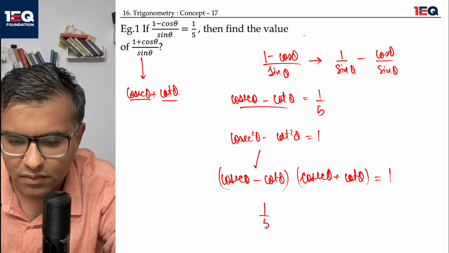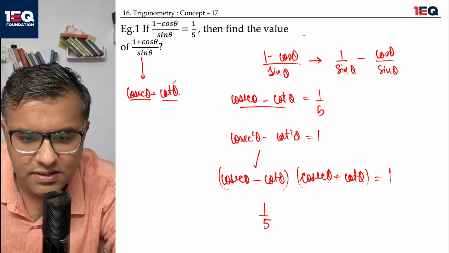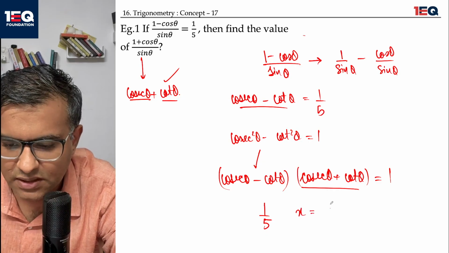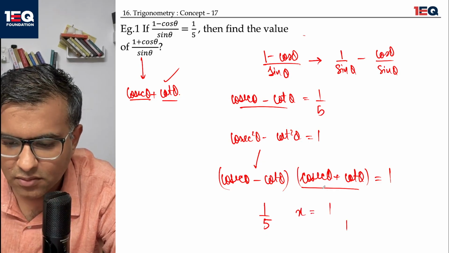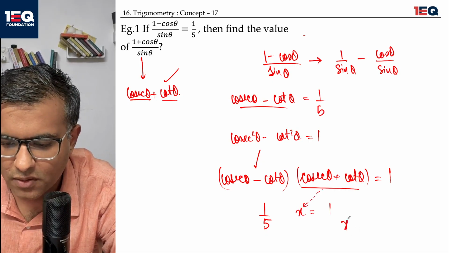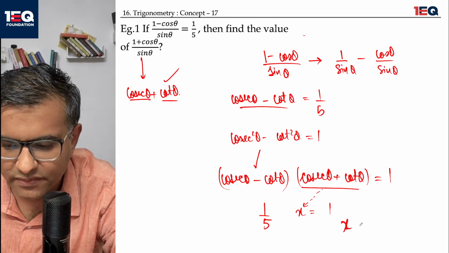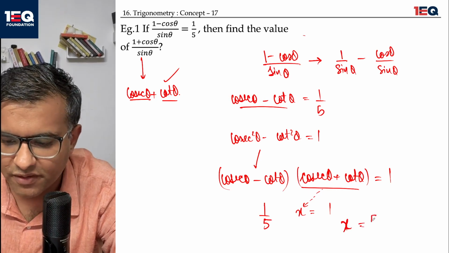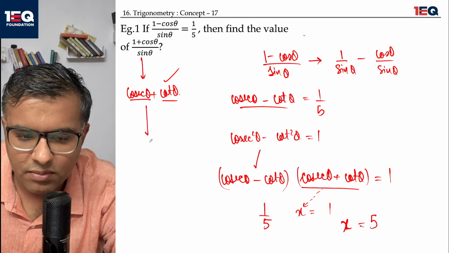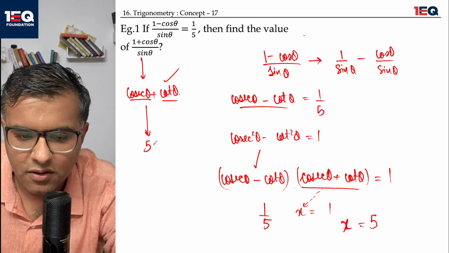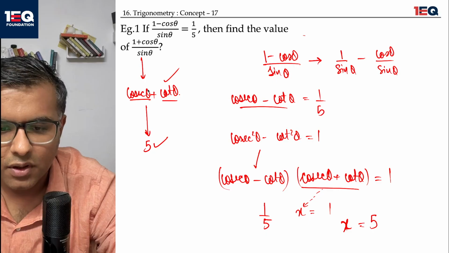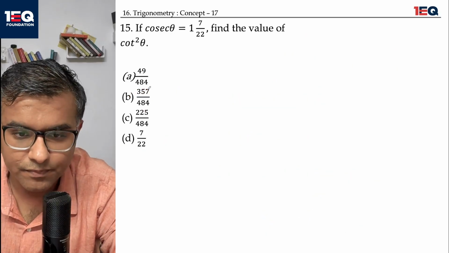This is 1 over 5. And the question wants the solution to this. Let's assume this is x and this is equal to 1. I'm assuming it to be x, need not worry a lot about it. It's just a very small assumption. So x into 1 over 5, when it goes to the other side, would become 5. So cosec theta plus cot theta is nothing but 5, or whatever the question was, the answer is equal to 5. Good enough. Let's move ahead.